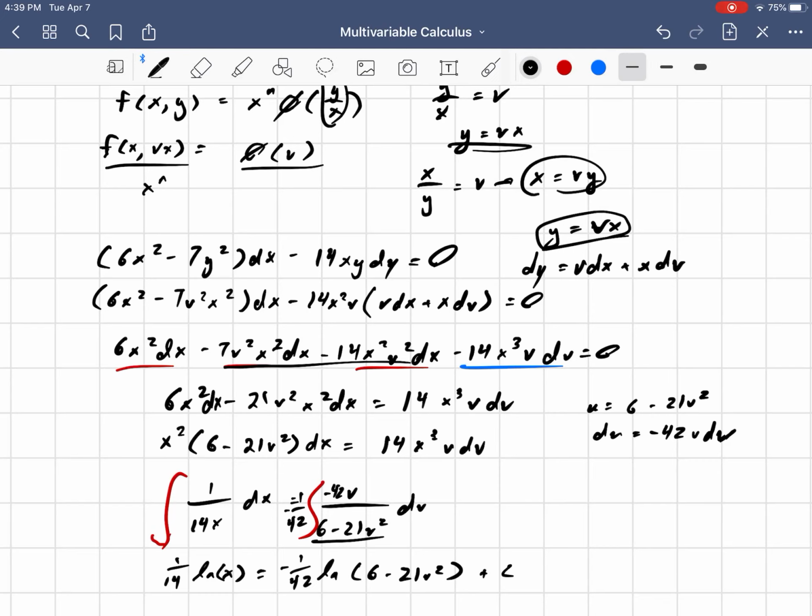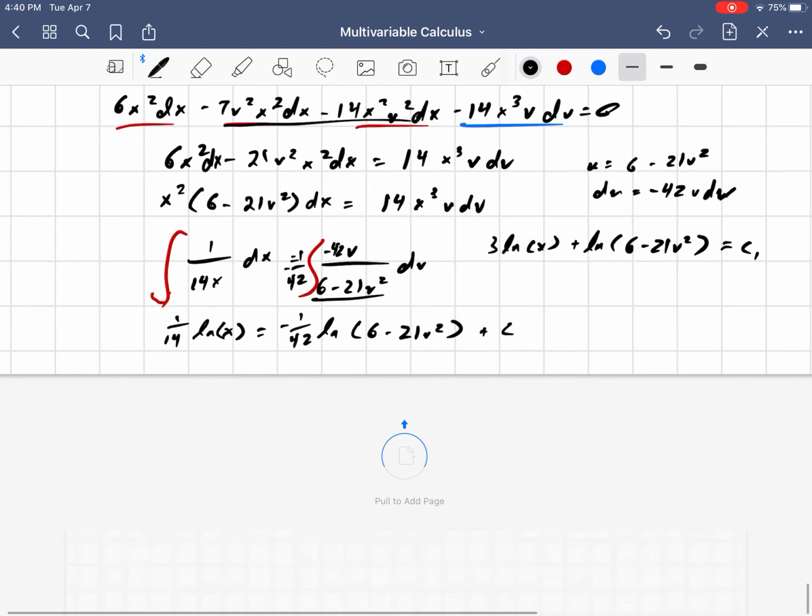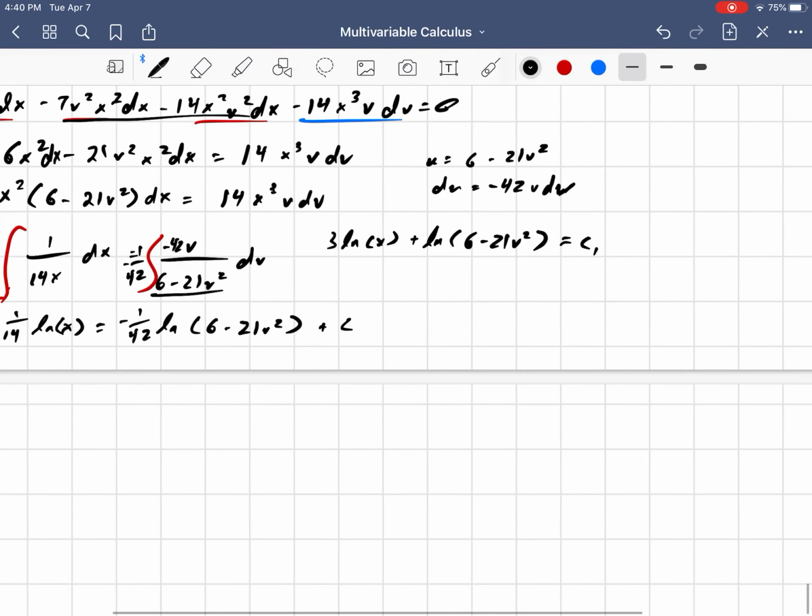And you could clean it up a bit by multiplying by 42. That's probably how you'd see it in a textbook. Oh, well, we're not done yet. Let's do that first. Make it 3 natural log x plus natural log of 6 minus 21v squared is c sub 1, where it's just a different constant, because 42 times a constant is still a constant.